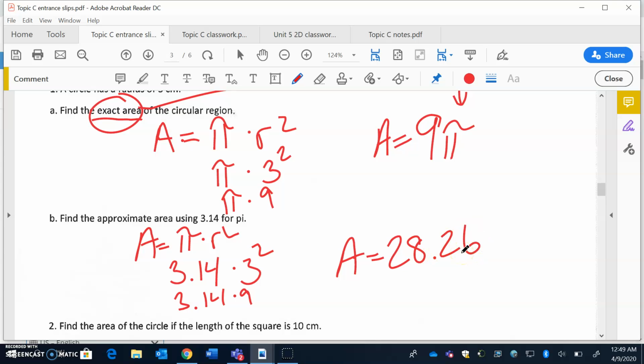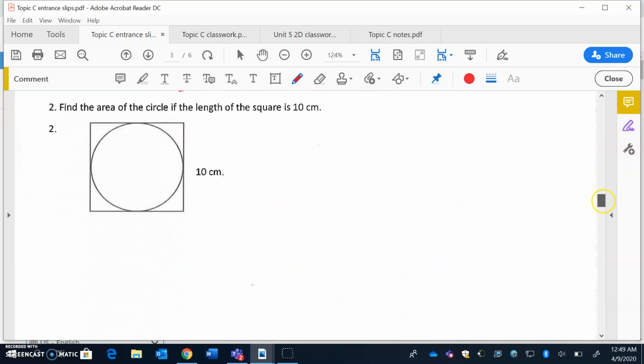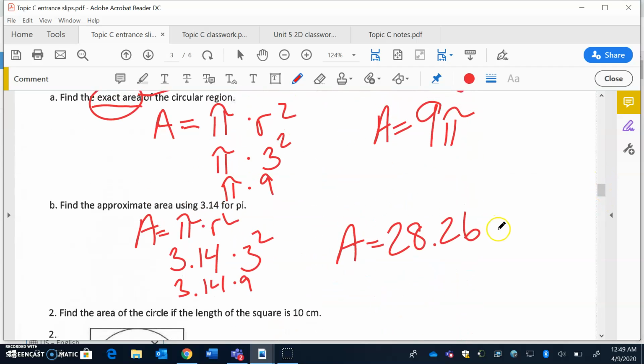Units of measurement wise, they did tell us that it's centimeters. So since it is area, technically it should be centimeters squared. If I go back up here, again, 9 pi centimeters squared. Again, because it's area, and area is the number of square shapes it takes to fill it up. So again, watch for what they're telling you to use. They told me to use 3.14 for pi, so that's what we plugged in there.